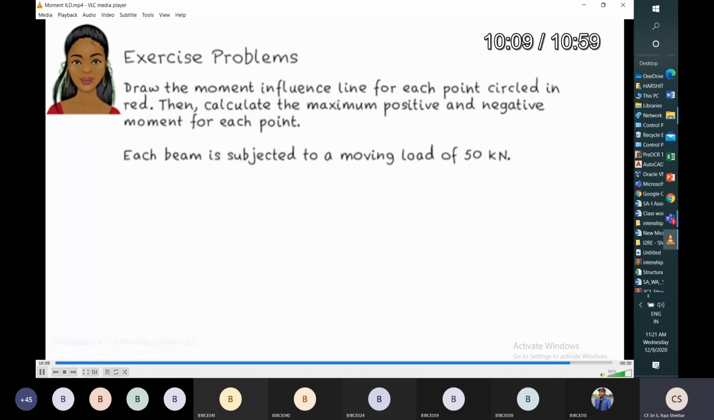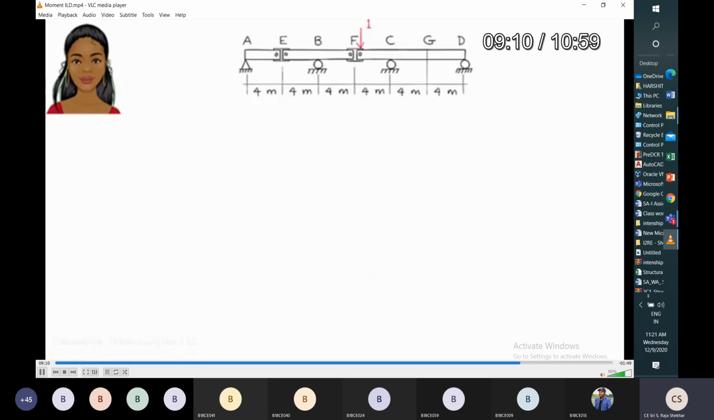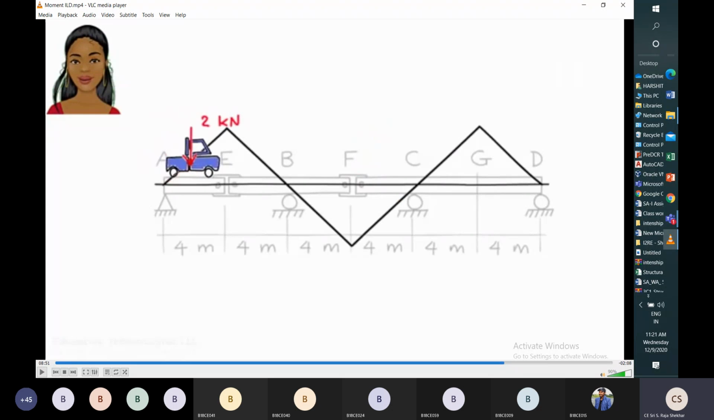So for drawing the moment influence line, we'll place a hinge at the section and we'll apply a positive moment at the section. The deformed shape, if you draw that, will represent the moment influence line at that particular section.